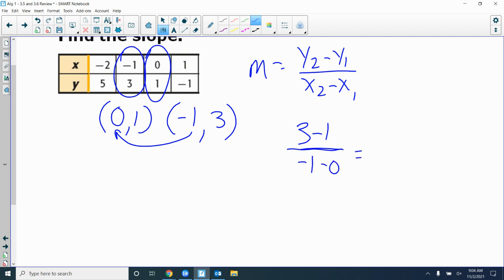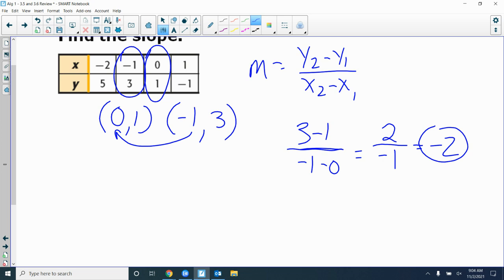Maya, what's 3 minus 1? 2. What's negative 1 minus 0? Negative 1. Now, can I leave it like that? I'm not going to count off, but what should we really write this as? What's 2 divided by negative 1, guys? Either one is right, especially if 1's in the denominator. But I would probably write negative 2.